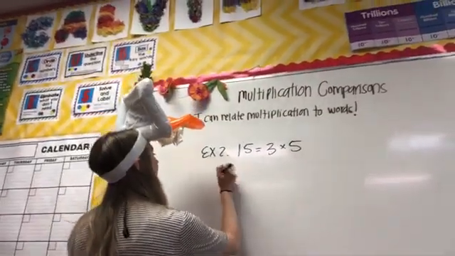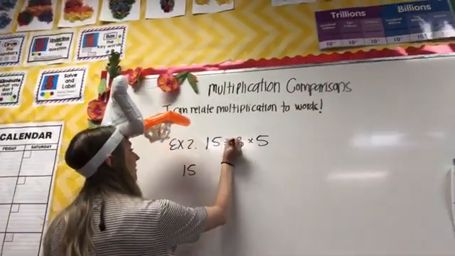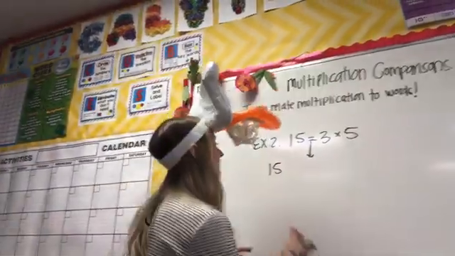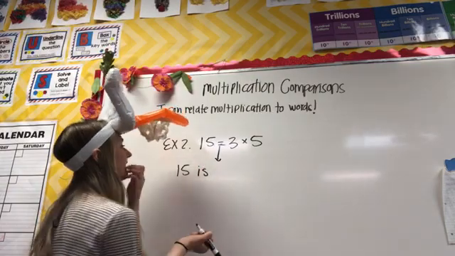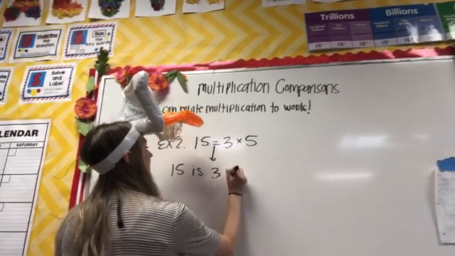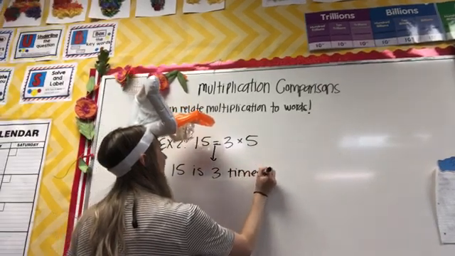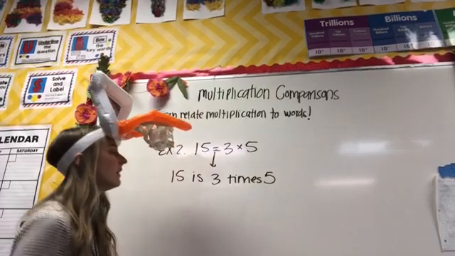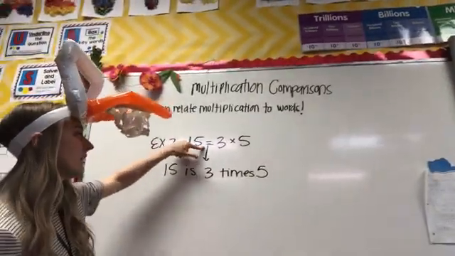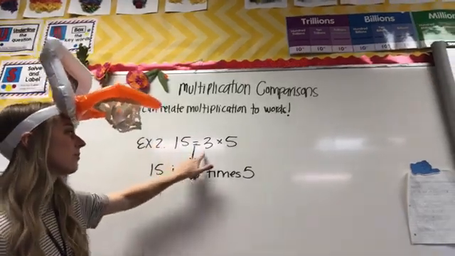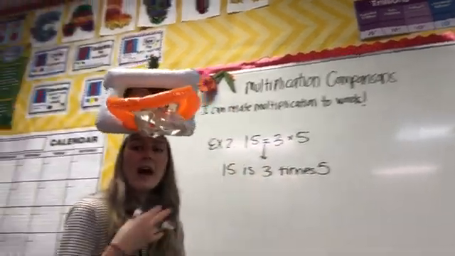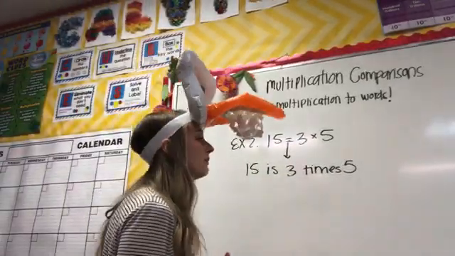So I'll say 15, and anytime we see the equal sign stands for the word is, okay? 15 is, and how would we say 3 times 5? We could write 3, the word times out, times 5. Okay, that's one way to write this problem in words. We have our 15, anytime you see equal sign, it means the word is, and then 3, we wrote out the multiplication times 5.